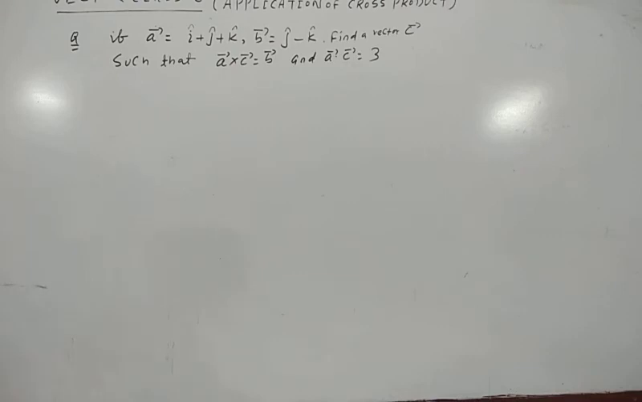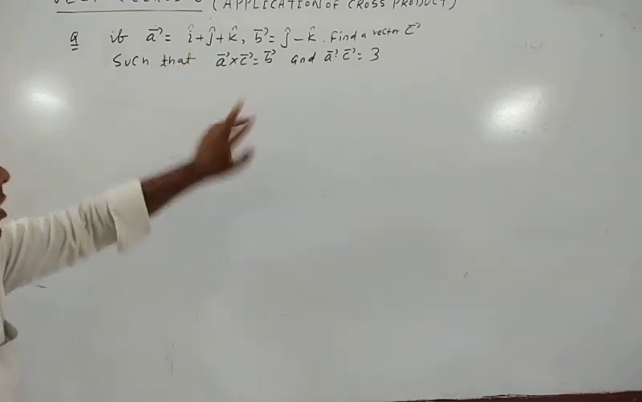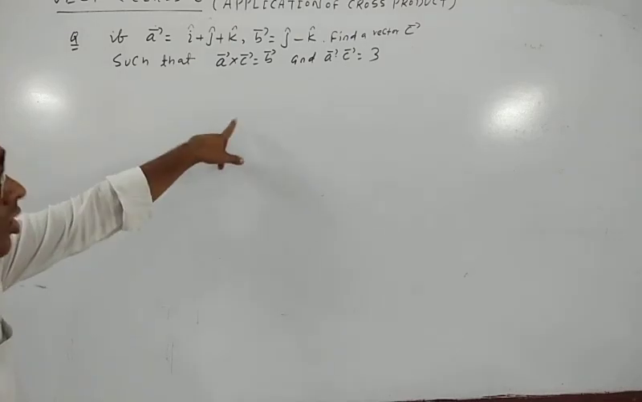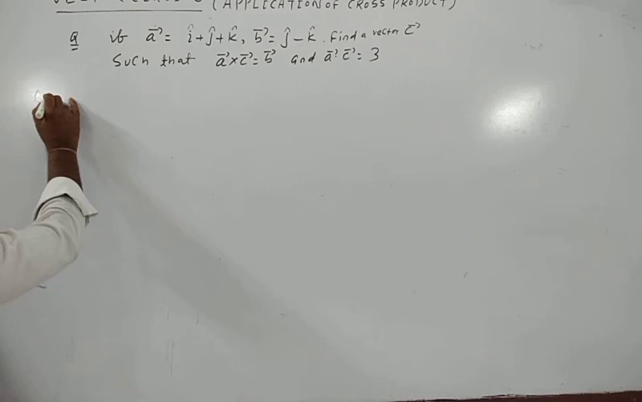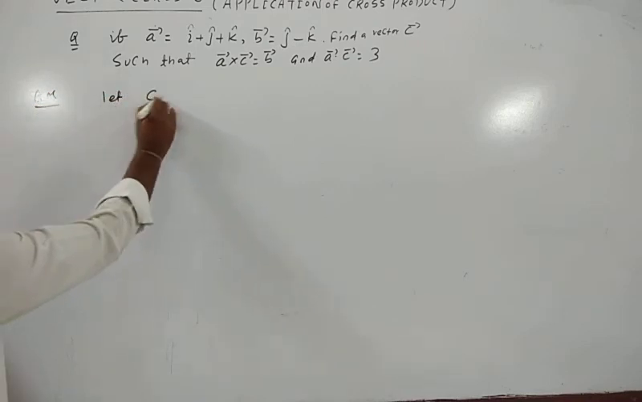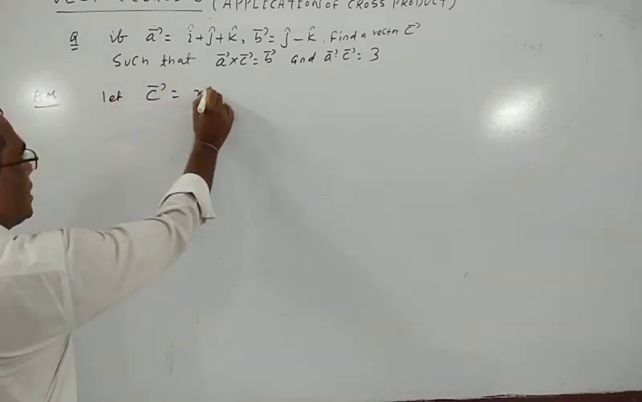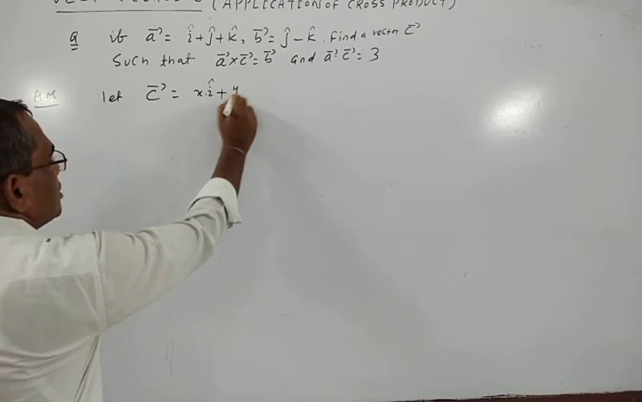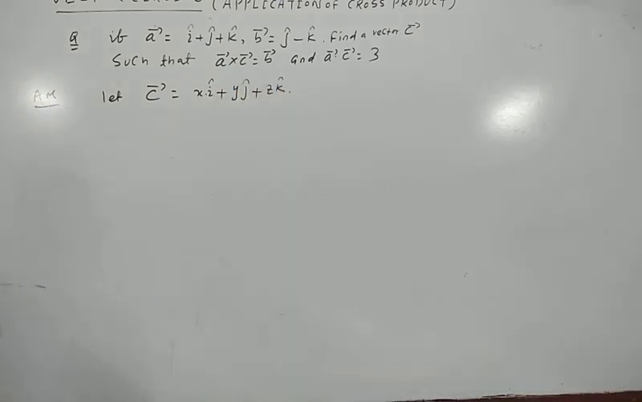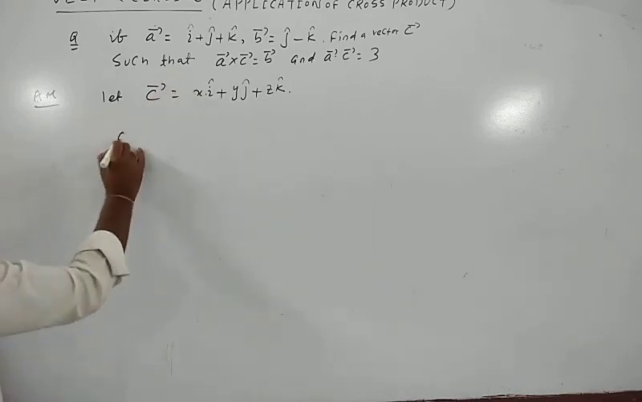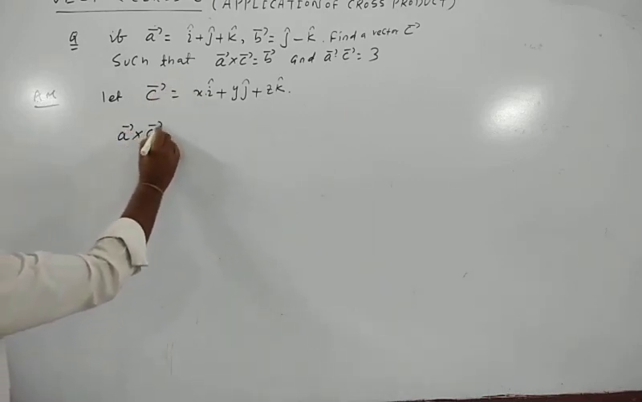Here C vector is not given. A vector is given, B vector is given. But A cross C is equal to B vector and A dot C is equal to 3. Answer: let C vector be equal to X I cap plus Y J cap plus Z K cap. First we take C vector, and first we find A vector cross C vector. So what is A cross C?